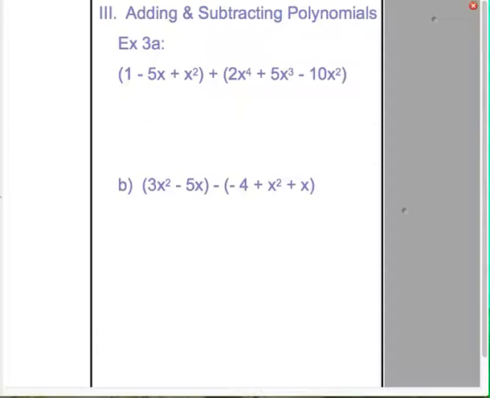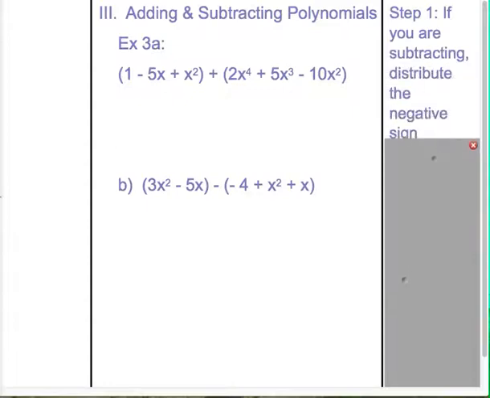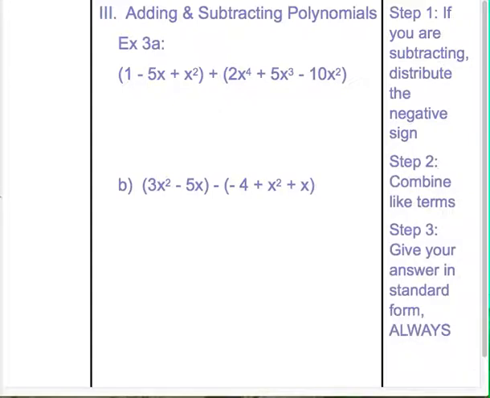I've got one more example, and this will be quick, so I'm going to go ahead and keep it on the same video. Combining like terms. We have done this many times. Maybe we have higher powers now, but it's the same process that we've seen before. If you're subtracting, distribute the negative sign. In our first example, we're adding, so we don't have a negative sign to distribute, so we just combine like terms. Always give your answer in standard form.